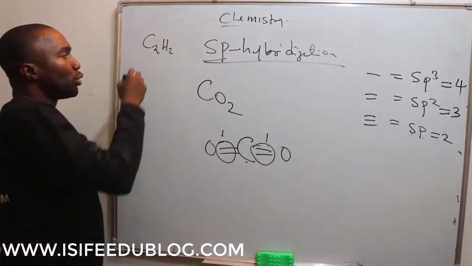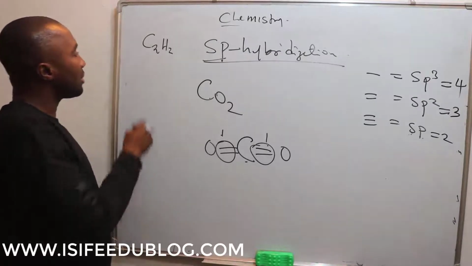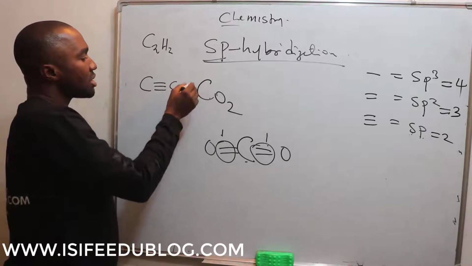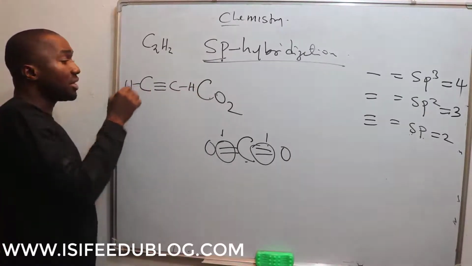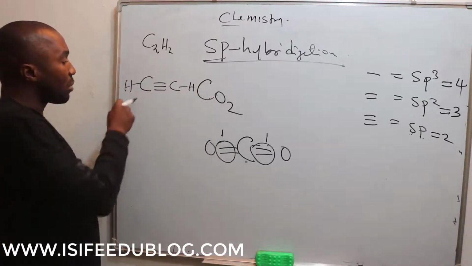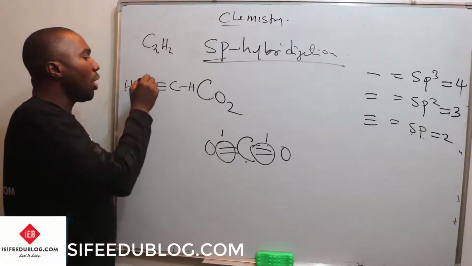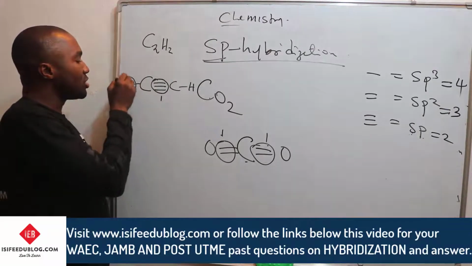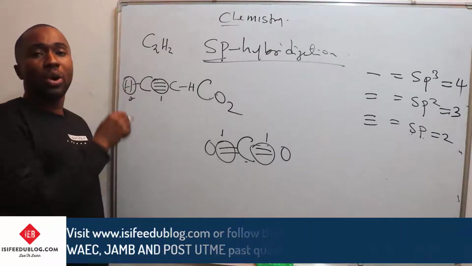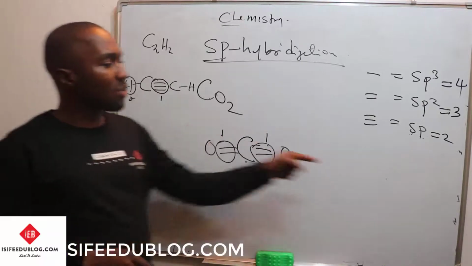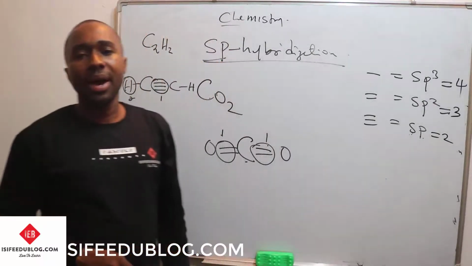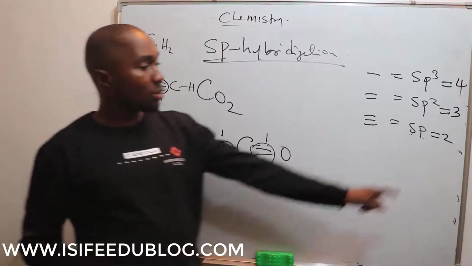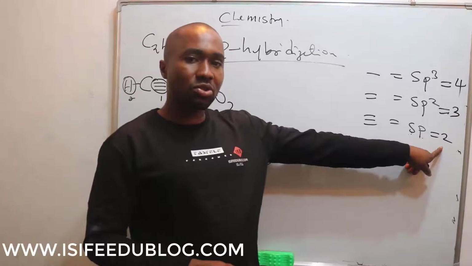Another example is C2H2. I want to know the type of hybridization taking place here. The element that will be at the center is carbon. It is something like this. This is acetylene. If you are taking this carbon as a reference, we want to know the type of hybridization taking place here. All this bond now is regarded as one attachment. So this other hydrogen is another attachment, making it two. So we have two attachments. Since we have two attachments, the compound is undergoing SP hybridization.